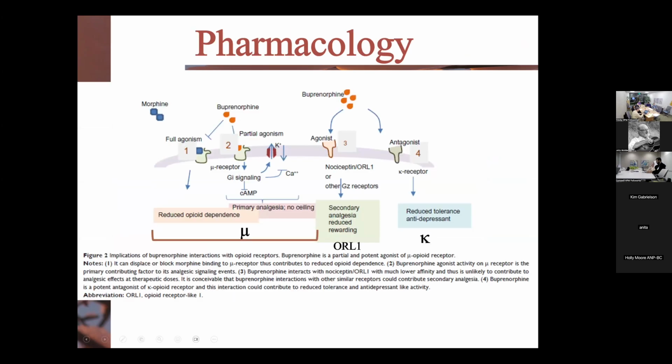So looking at the pharmacology, I use this just to give an example of where it's working on the three different receptors. So with the mu receptors, it's got full and partial agonism. Part of the full agonism is that it can kick off the morphine that's already on the receptors. Partial, we'll get into a little bit more detail in a second. But then you can see there too, it's got the ORL1 agonism and the kappa antagonism.